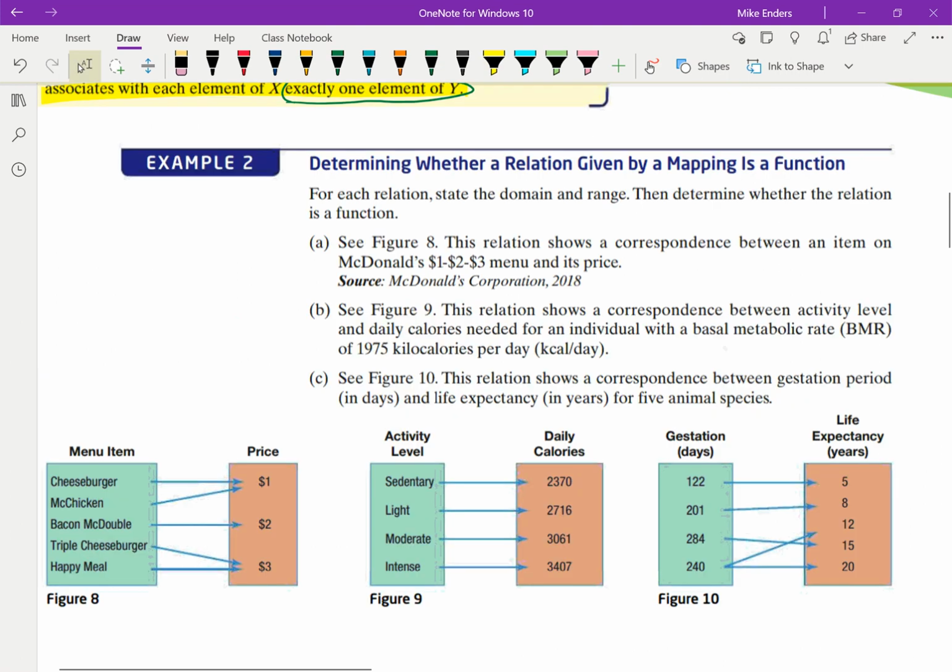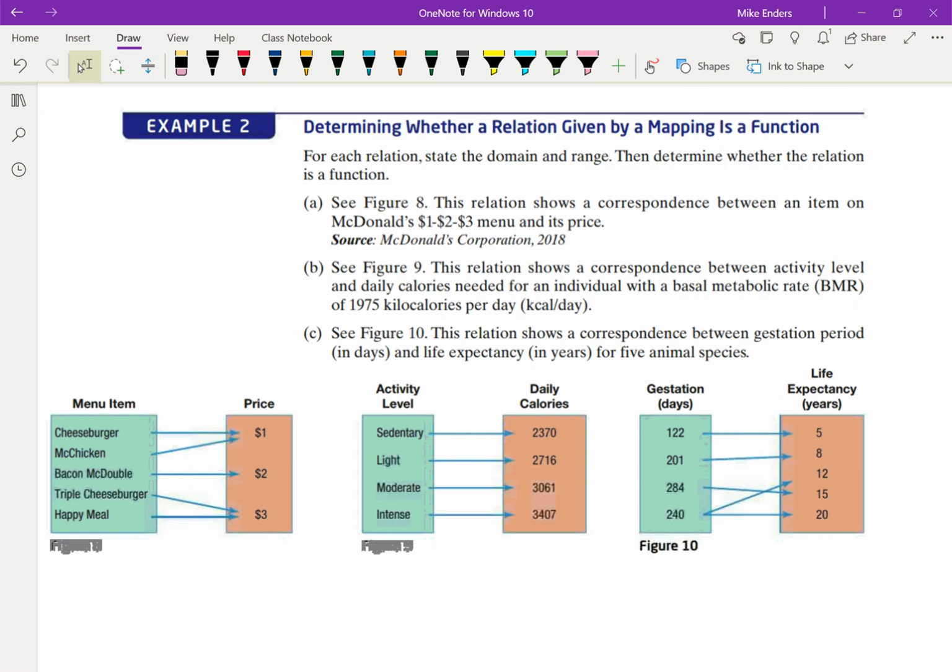So let's take a look at example 2 from our textbook. And we're going to determine whether a relation given by a mapping is a function. So for each relation, state the domain and the range, and then determine whether the relation is a function. So we have two different items here. We want to state the domain and range, and then determine whether the relation is a function. So the first part, we have to list things. The second part, then, is just a yes or no.